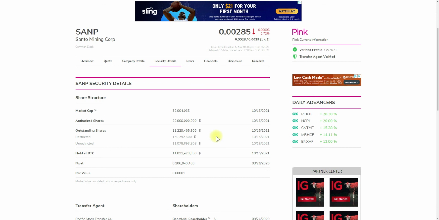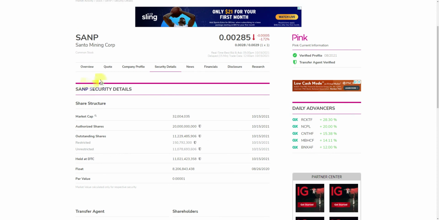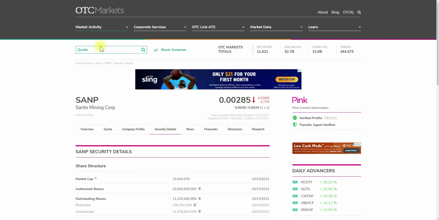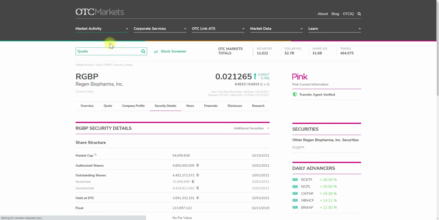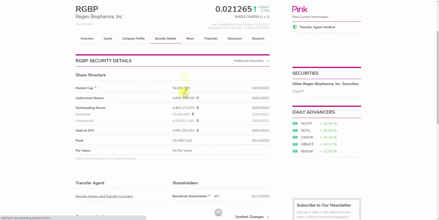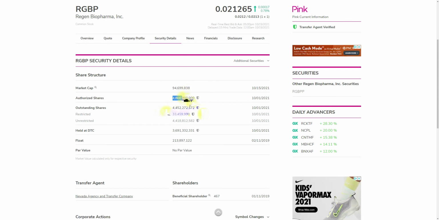RGBP is one of them as well. As we go through there, I mean, there's a bunch of them, so you have to be careful, and that's why you need to understand that as well. Okay, 4.8 billion. They've almost maxed out. They're at almost 4.5. Not a lot in the restricted side, a ton in the unrestricted side.